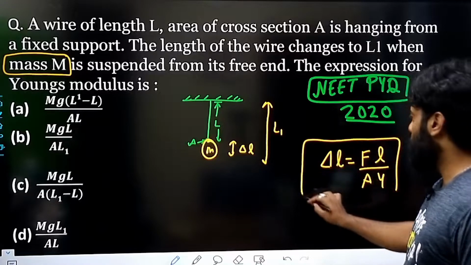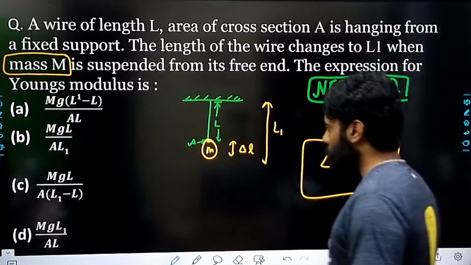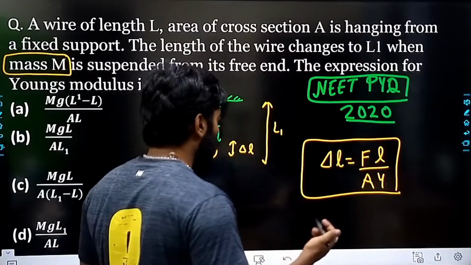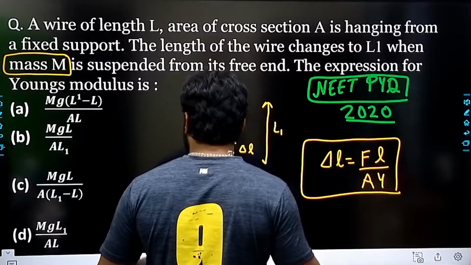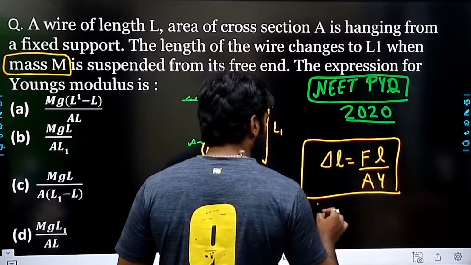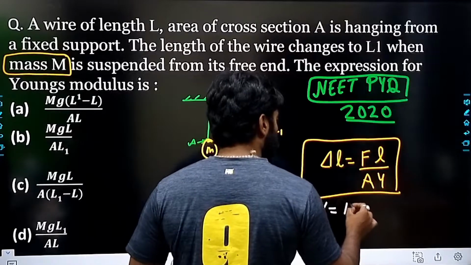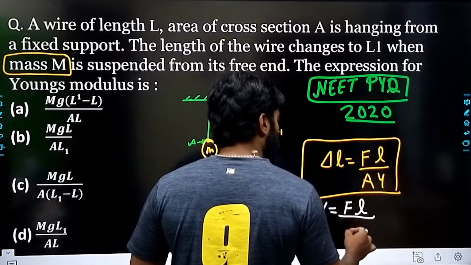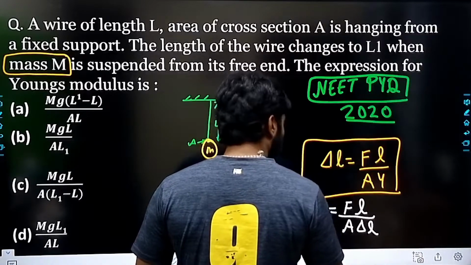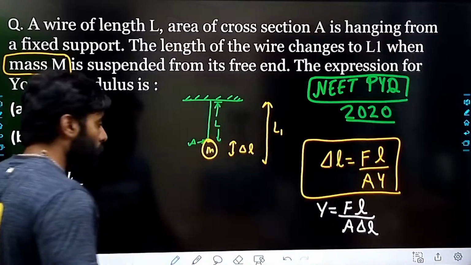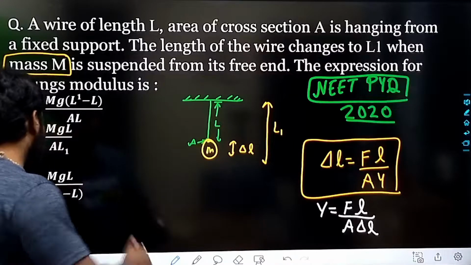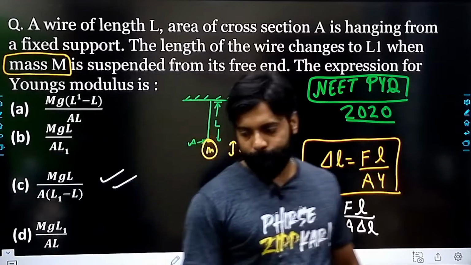Delta L is equal to Fl upon AY. We know that delta L is equal to Fl upon AY, and the question is asking about the Young modulus. Young modulus will be equal to FL upon A delta L. Delta L will be L minus L1, the area we have, and the force will be mg. So option C is correct.